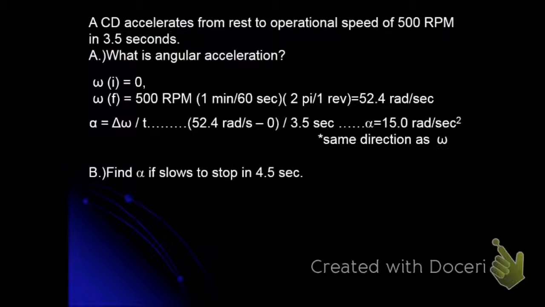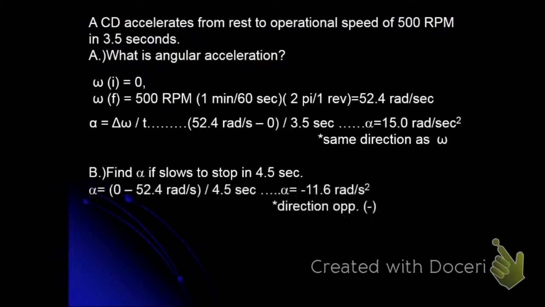We can then figure out the acceleration if it comes to a stop. We can basically do the opposite, so final minus initial. Now the final is 0 and the initial is the speed we calculated, and divide it by the new time, and we'll have a negative instead of a positive, which indicates an opposite direction.